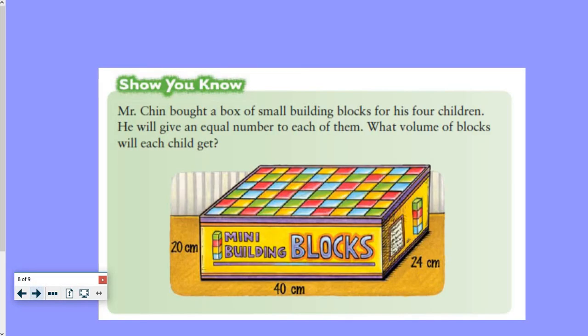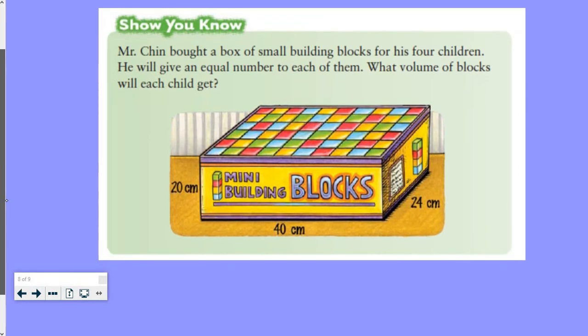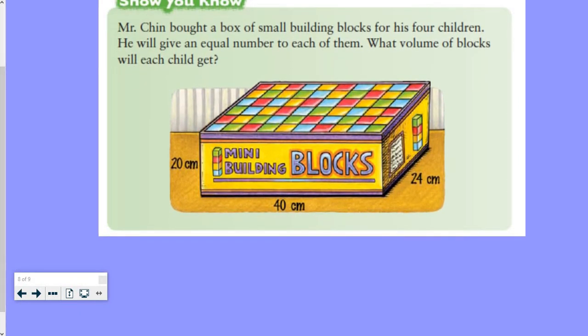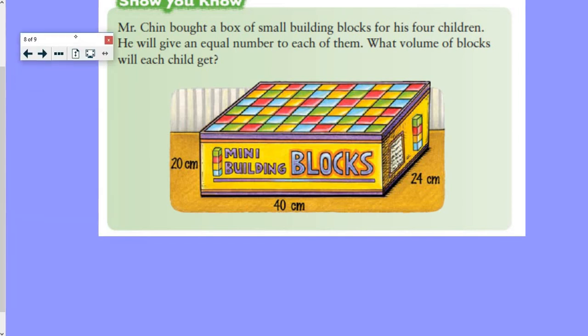Mr. Chin, this is the final one. You should be able to do this at home. If you can't do this, please come see me and we can give you more work. Mr. Chin bought a box of small building blocks for his 4 children. He will give an equal number to each of them. What volume of blocks will each child get? So try this, pause it now, try this at home, and then I'll show you the answer.